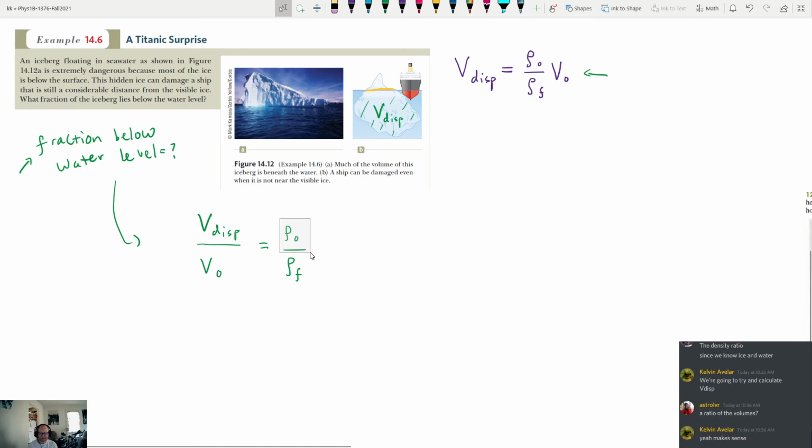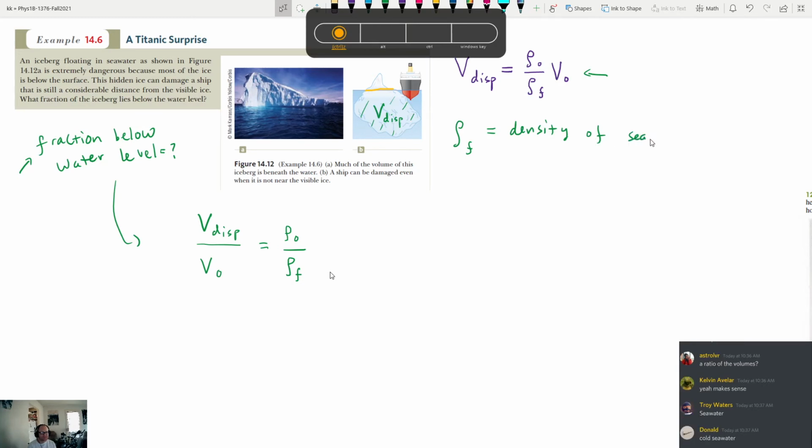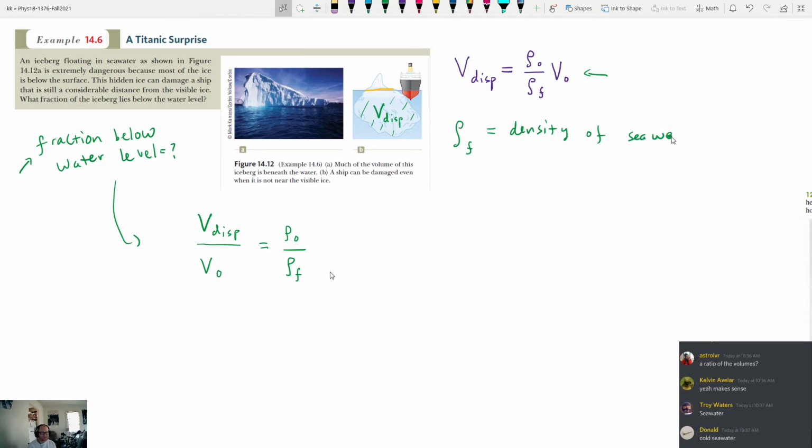Now, what are we going to use for the density of the object and the density of the fluid? What is the fluid in this case? It's seawater, right? So we need the density of seawater. Do you all think seawater is more dense or less dense than normal water? Yeah, technically we would need cold seawater, he's right. It's more dense, right? Why is it more dense? Well, there's a lot of salts and things like this.